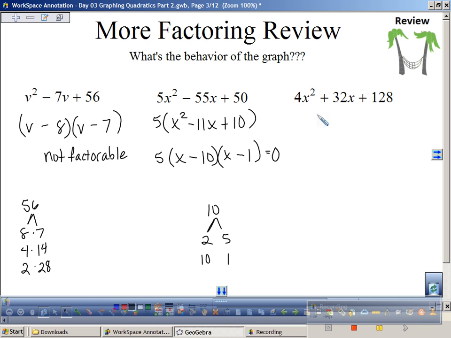All right. What about this one? What should I do? Factor out of 4. What am I left with when I factor out of 4? Plus 8x? Plus what? 32, looks like?